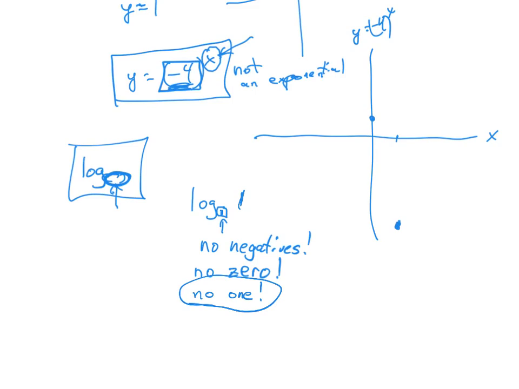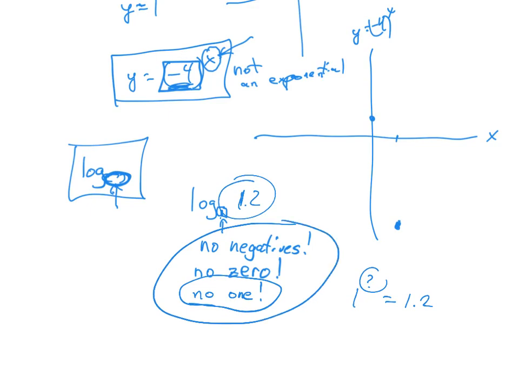Because as soon as you put any other number here, there's no answer. 1 to, let's say you put a 1.2. Well, 1 times 1 times 1 times 1 times 1, like 1 to the what power gives you 1.2? Well, nothing. 1 to the anything gives you 1, right? So you can't have a 1, you can't have a 0, you can't have a negative. That's not logarithms.